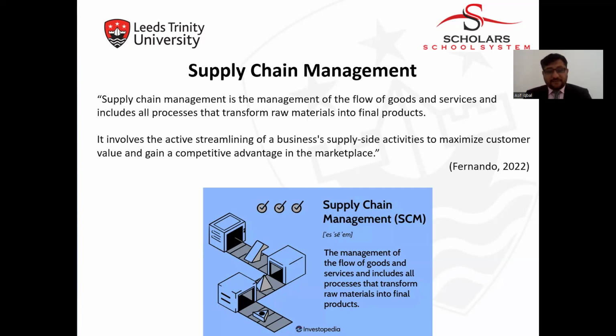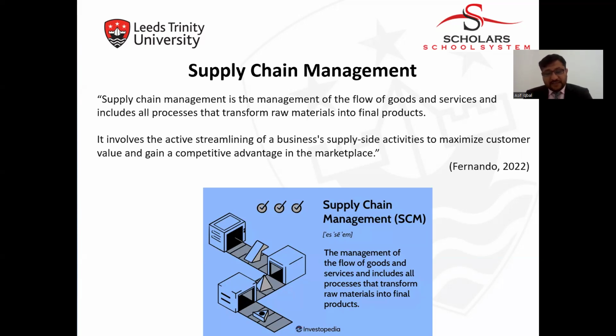It involves the active streamlining of a business's supply-side activities to maximize customer value and gain a competitive advantage in the market. So if this process is managed effectively, it will maximize customer value and provide a competitive edge in the marketplace, so that the business can get more value against their competitors in the market. This definition is taken from Fernando 2022.